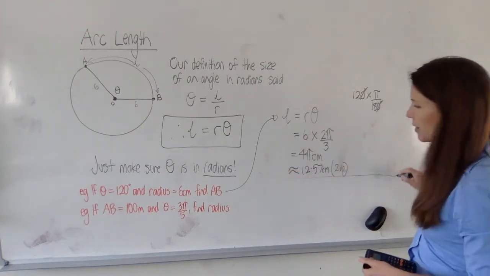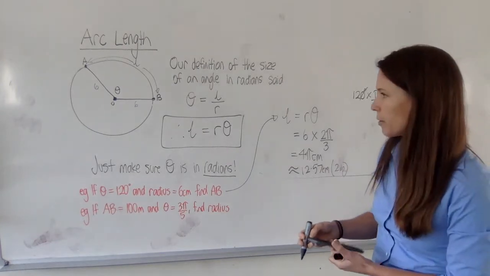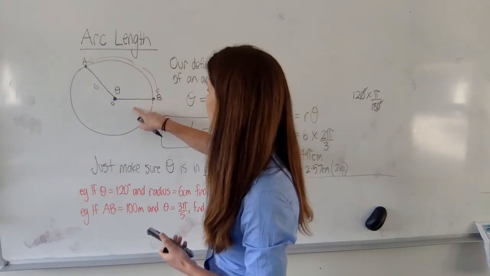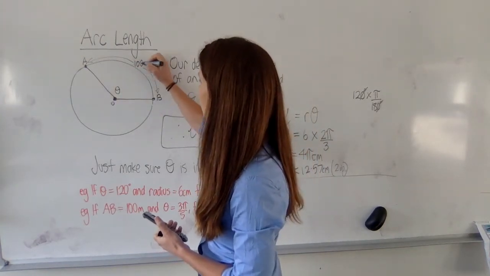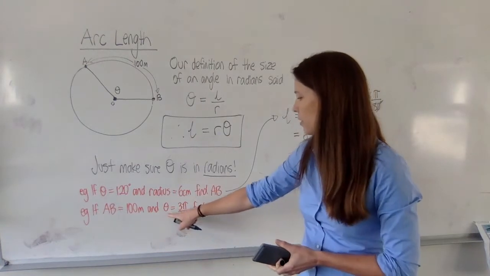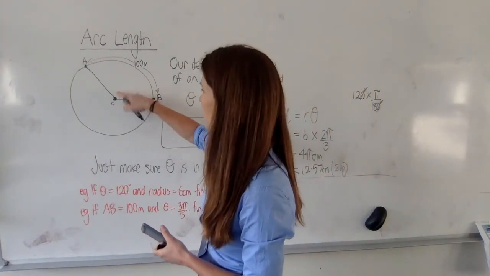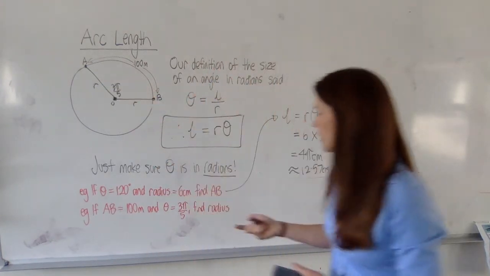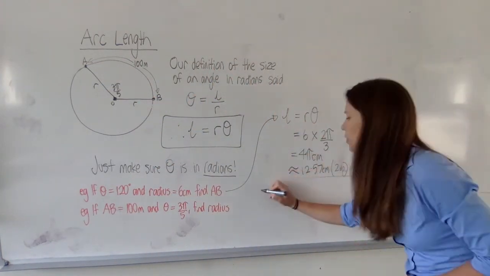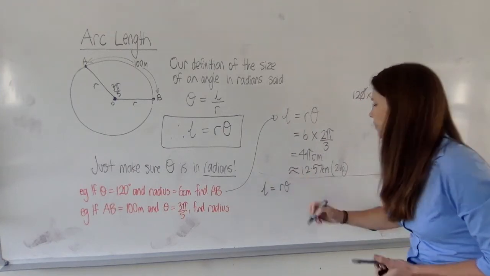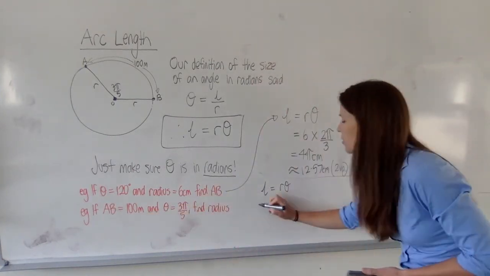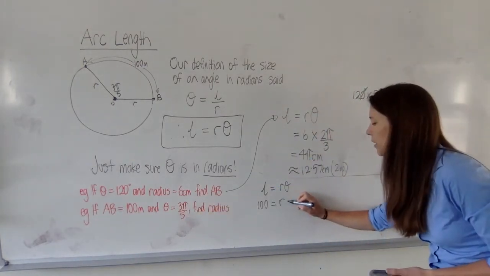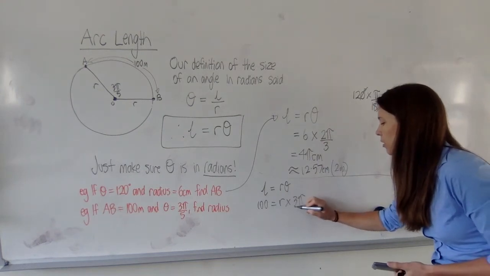All right, our second example asks the question another way around. It says, if we know that AB is 100, so up here on our diagram, let's now label this as 100 metres, and we know theta is 3 pi on 5, what would R be? Now, same method, start by writing your formula. L equals R theta. We know the arc length is 100, put that in, and we know that theta is 3 pi on 5, so we've got R times 3 pi on 5.